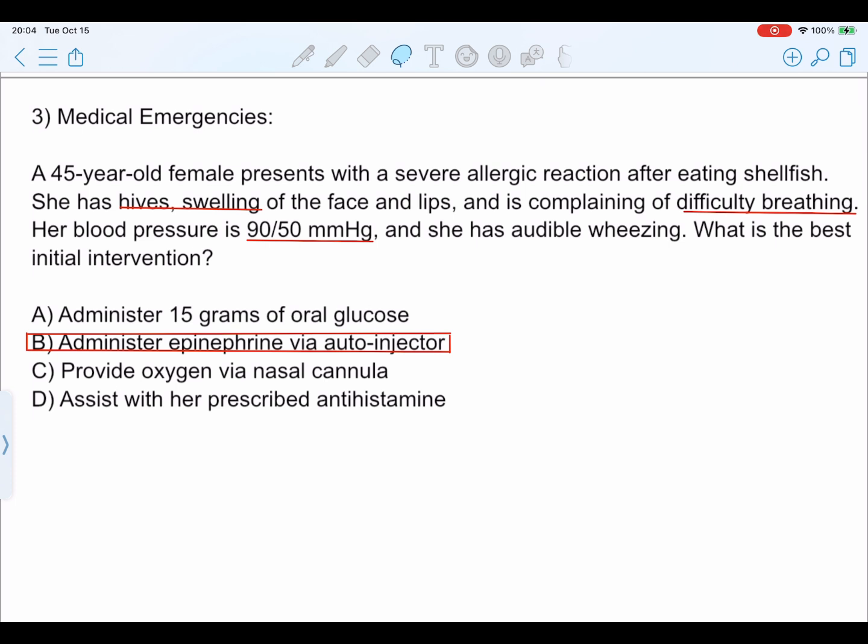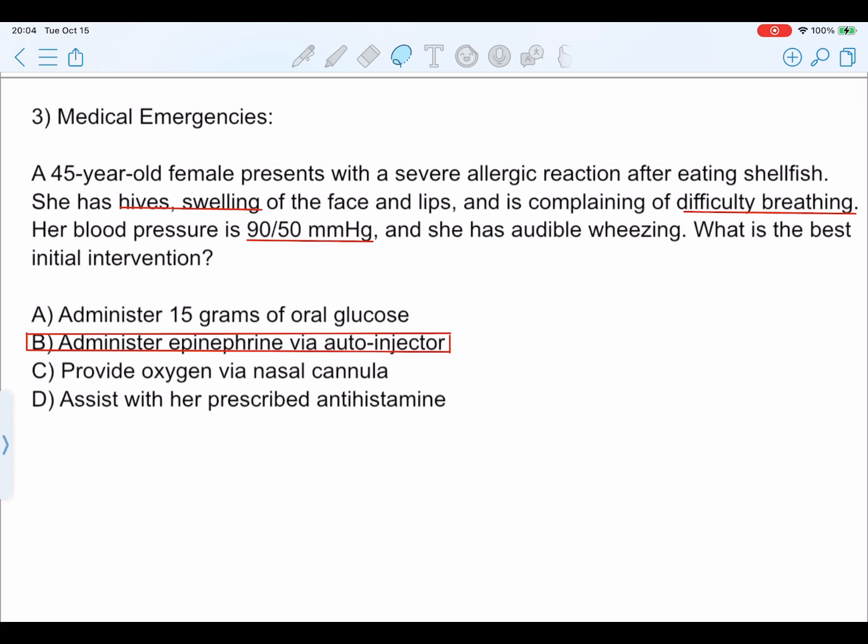Number 3, 45-year-old female presents with severe allergic reaction after eating shellfish. She has hives, swelling, and difficulty breathing with low blood pressure. What is the best initial intervention? So 15 grams of oral glucose is wrong because this isn't a diabetic patient. She's not low in blood sugar. We don't have any signs, so it's not going to be glucose.